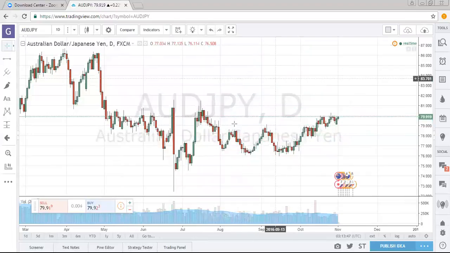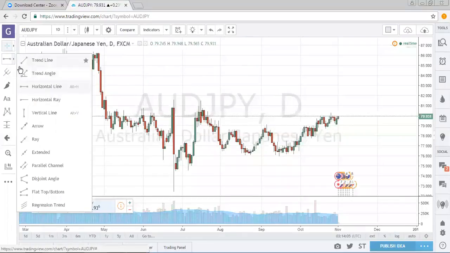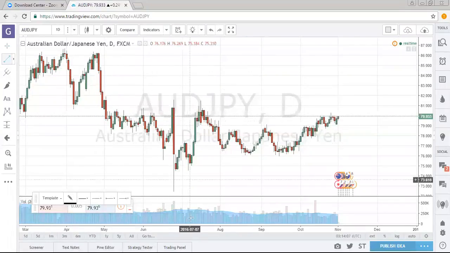start off basic. This is the Australian dollar, Japanese yen. I like to perfect a couple pairs, master them. AJ is my favorite right now. Just working with it. I want to start off by doing basic trend line stuff here.